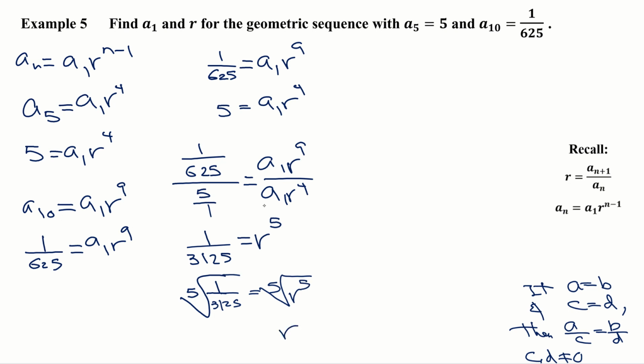So on the right side, we end up with r. On this side, in order to see what that fifth root is, we could utilize a calculator, but let's see if we can do it without. So we'll start with 3125 and try to find the prime factorization.